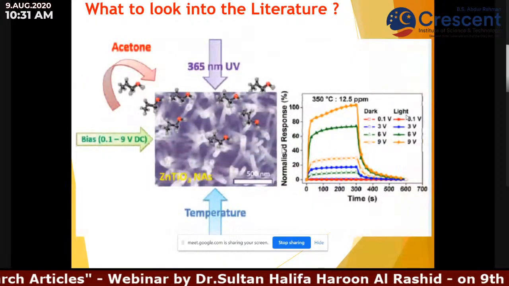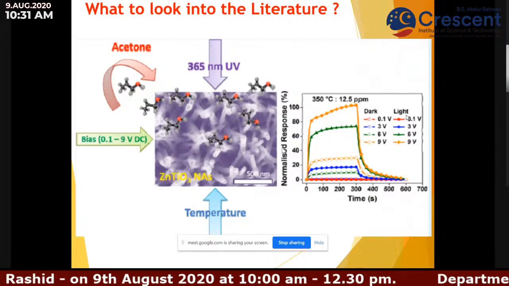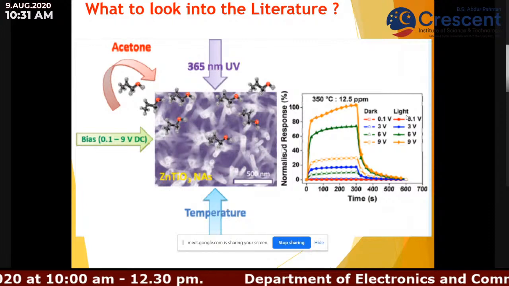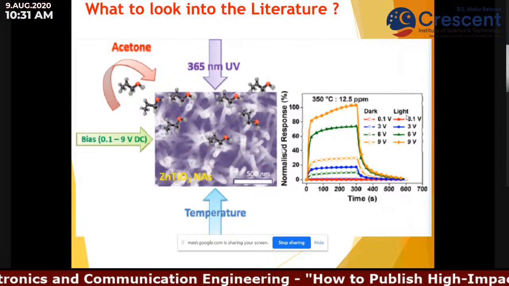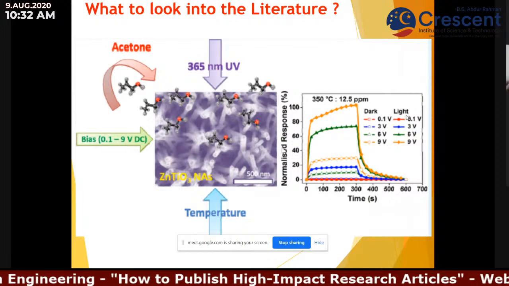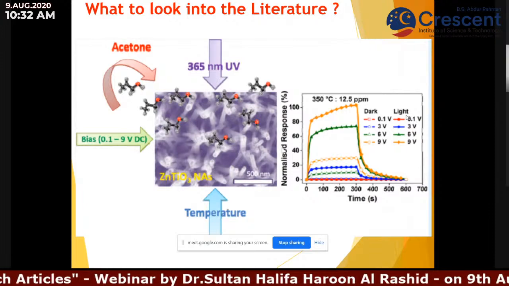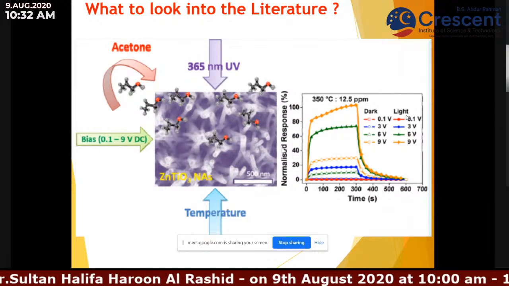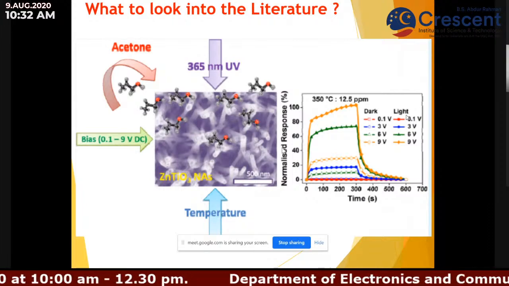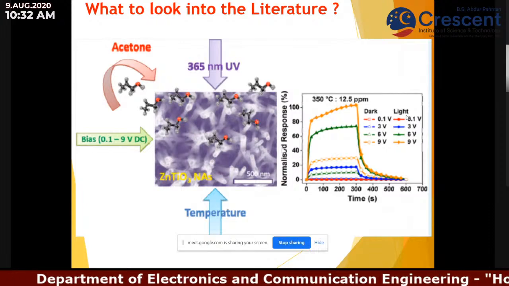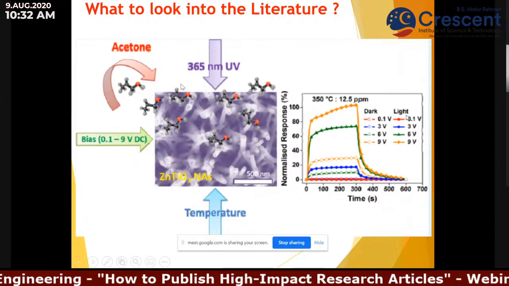Okay, I spoke about what to look into while you're reading a literature. This is one of my publications in Applied, ACS, American Chemical Society. What I did is I synthesized zinc titanate nanoarrays and I subjected that material to 3 different conditions. One is shining a light on the top, heating the material to 350 degrees centigrade, and also applying a bias to the material from 0.1 to 9 volt. That's when I was testing my acetone gas, how these materials sense acetone. So I subjected it to 4 different conditions: the light on the top, then the bias, the temperature, and I'm also passing acetone.